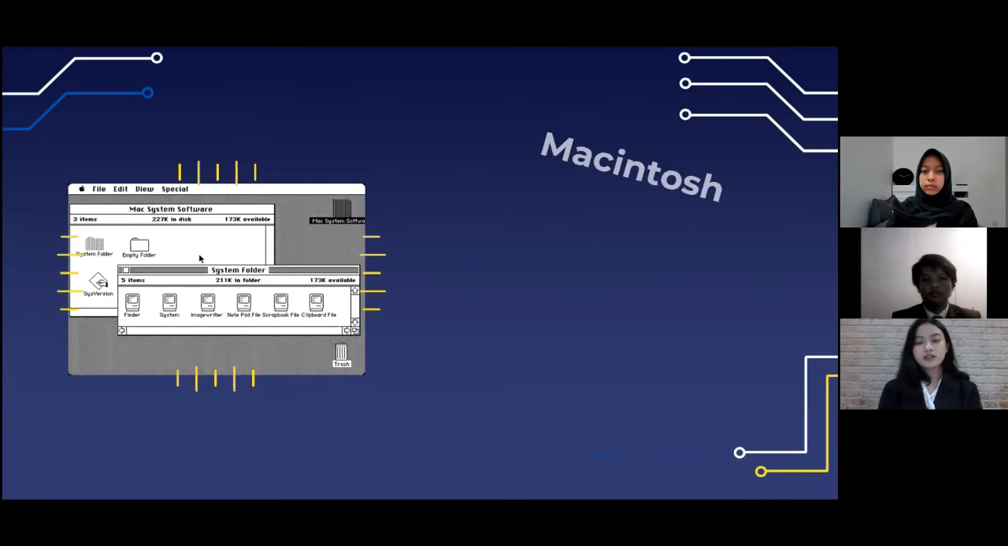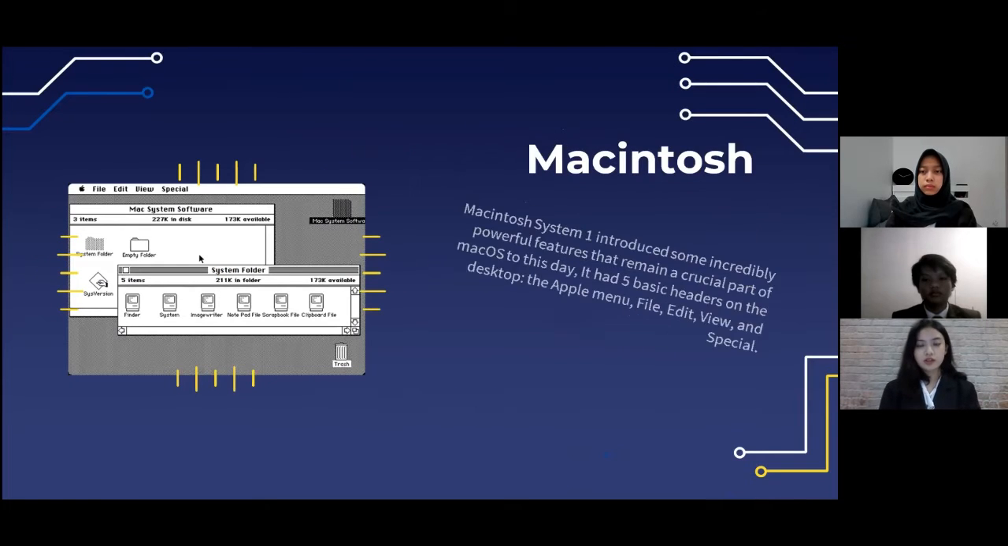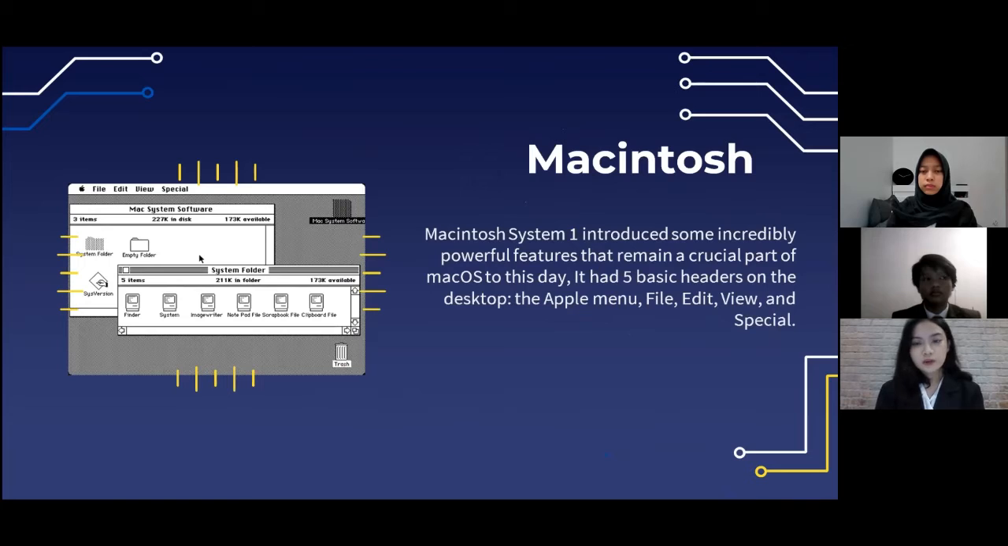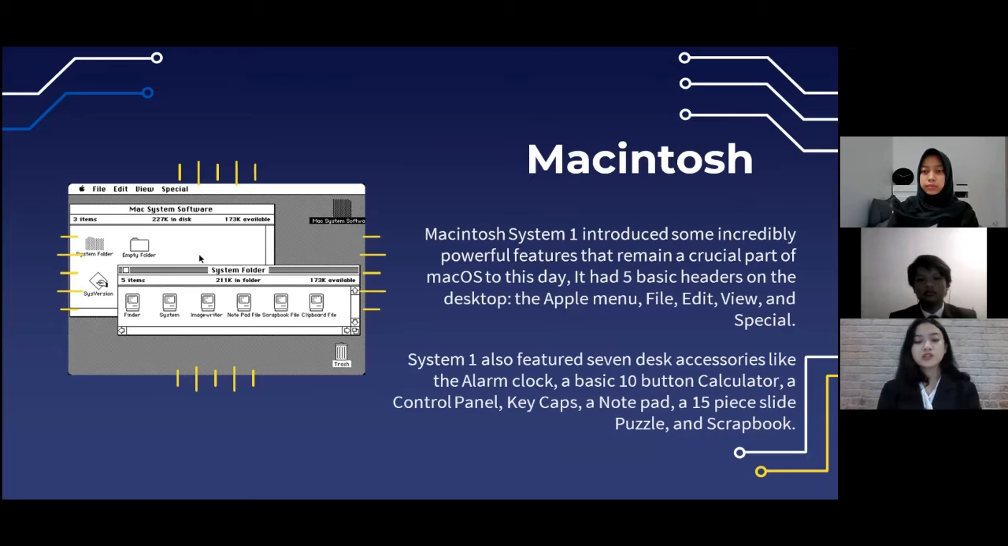First, there is Macintosh System 1. It introduced some incredibly powerful features that remain a crucial part of macOS to this day. It had 5 basic headers on the desktop: the Apple menu, file, edit, view, and special. It also featured 7 desk accessories like the alarm clock, a basic 10-button calculator, a control panel, key caps, a 15-piece slide puzzle, and a scrapbook.